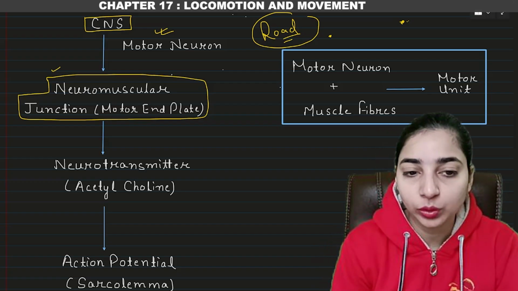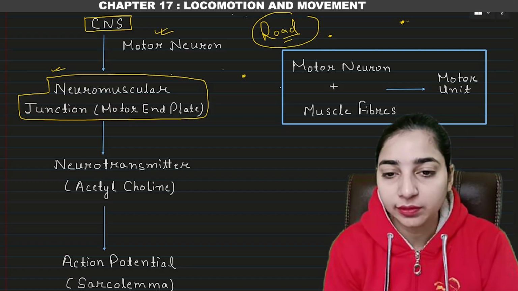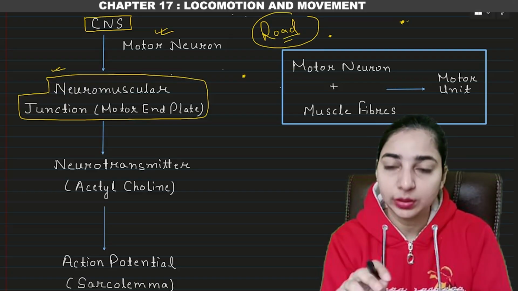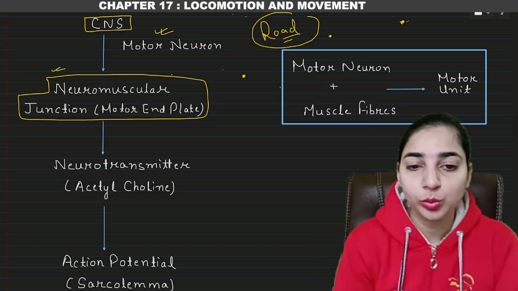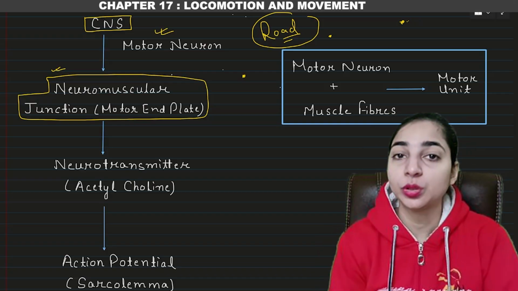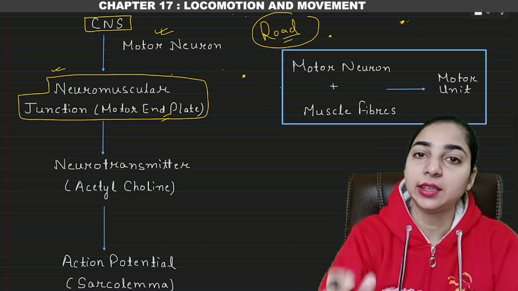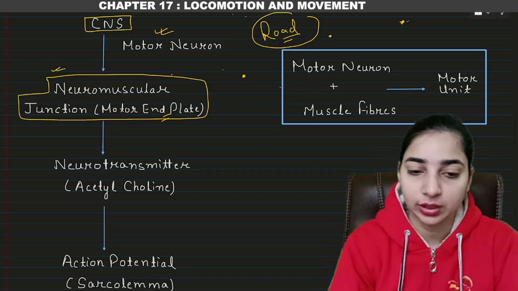This point is known as the neuromuscular junction. What is the neuromuscular junction? The point at which the neuron and the muscles meet. That is the point where they will deliver the message or the signal. The neuromuscular junction is also known as the motor end plate. Now the signal which started from the central nervous system will reach the neuromuscular junction.